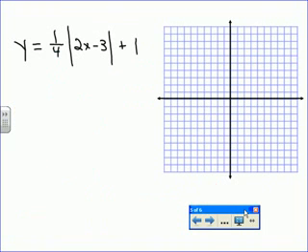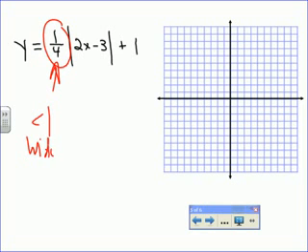Now, that's determined by this number out front. If it's less than 1, it's wider. If it's greater than 1, it's narrower. If it's 1, it just stays the same. So that's what you need to know to graph the absolute value.